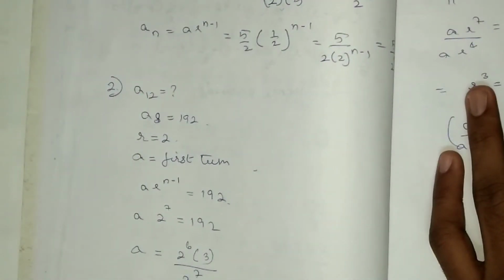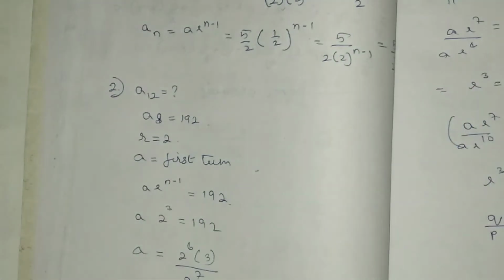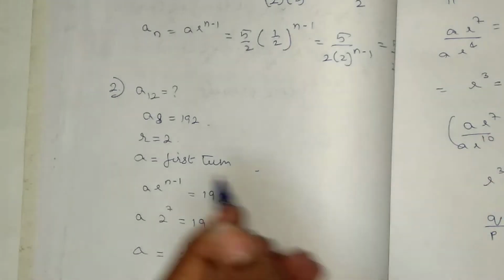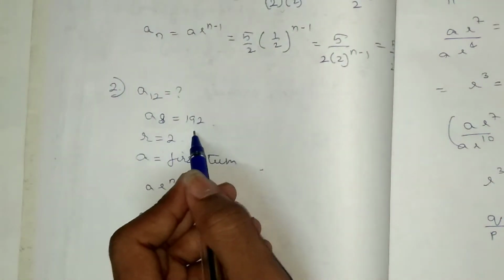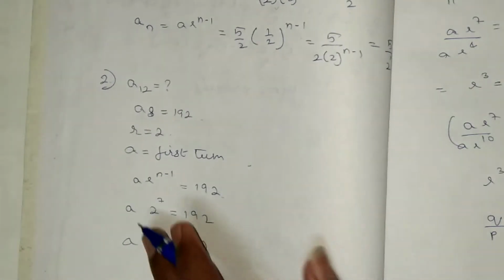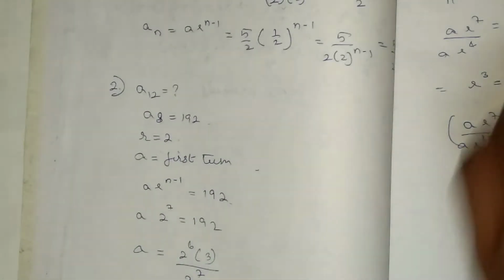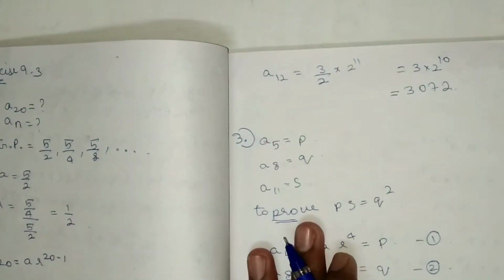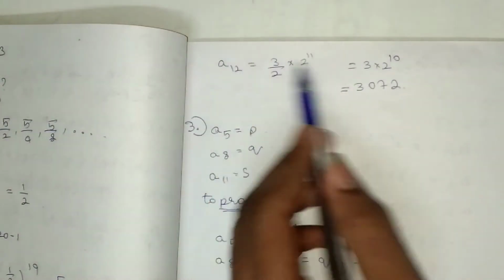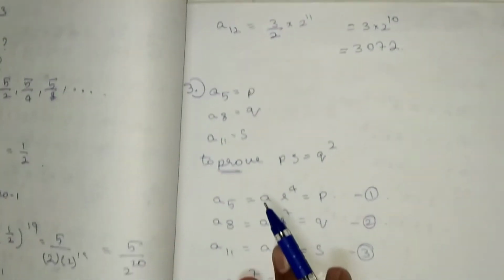Now moving on to the second question. It says find the 12th term of a GP whose 8th term is 192 and the common ratio is 2. They have given us the common ratio and the 8th term. Now if you substitute, you can find the first term from that formula: A into 2 to the power 7 is equal to 192. You can make this base 2 itself and find the A easily, and after finding the A you can quite easily substitute that in the formula and find the value of A12.